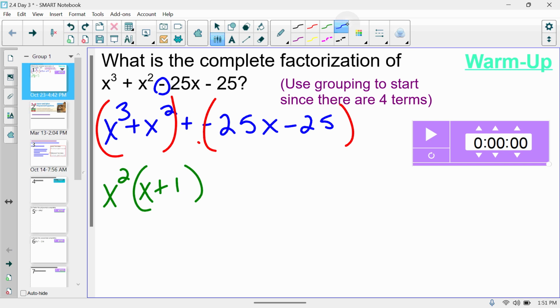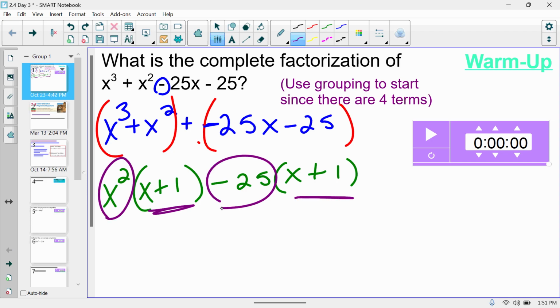In the second quantity, remember, because this leading coefficient's negative 25, you've got to factor out a negative 25. So that's going to leave you with x plus 1, right? Because you're doing negative 25 divided by negative 25. Remember, when you're factoring by grouping, if you're doing it right, what's in here should match every time. So your answer is x squared minus 25, and then in parentheses, x plus 1.